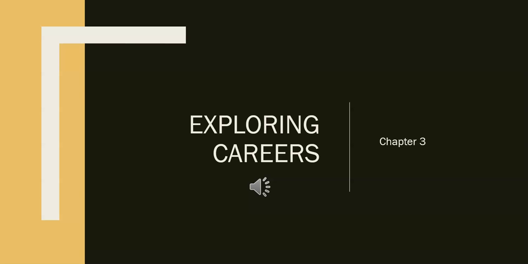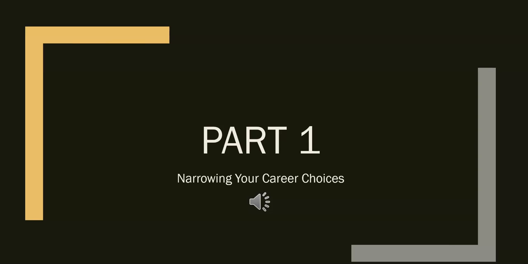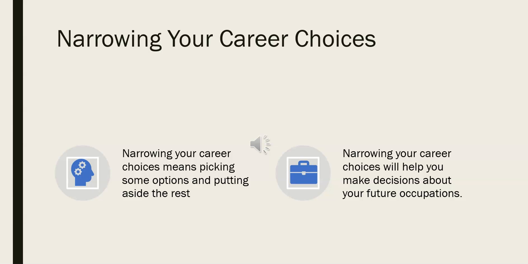Chapter 3, Exploring Careers. Part 1, Narrowing Your Career Choices. The first part of Chapter 3 involves narrowing your career choices. This means picking some options and setting aside the rest. Narrowing your career choices will help you make decisions about your future occupations.